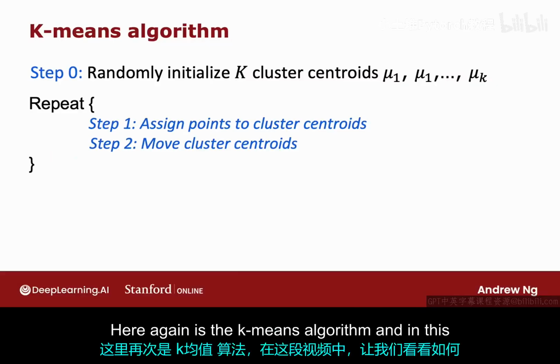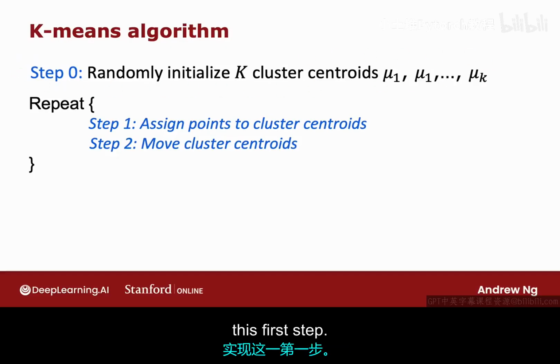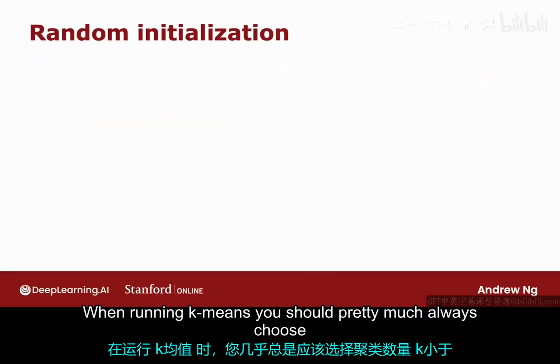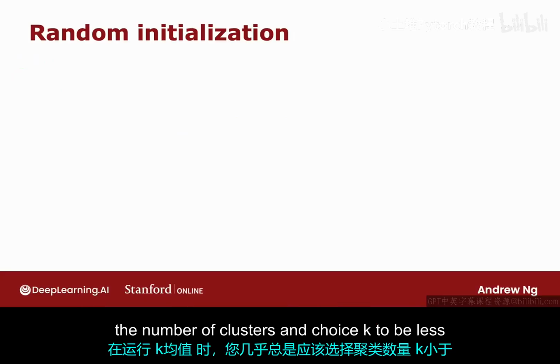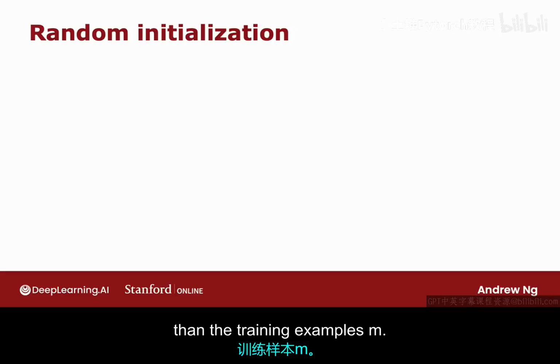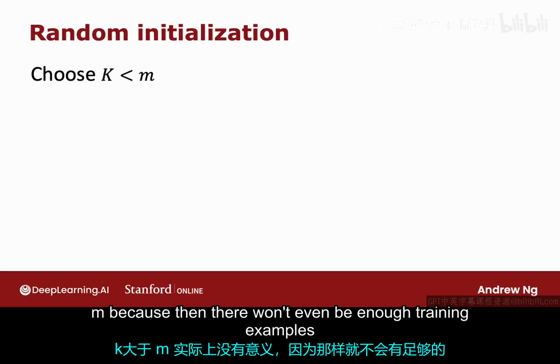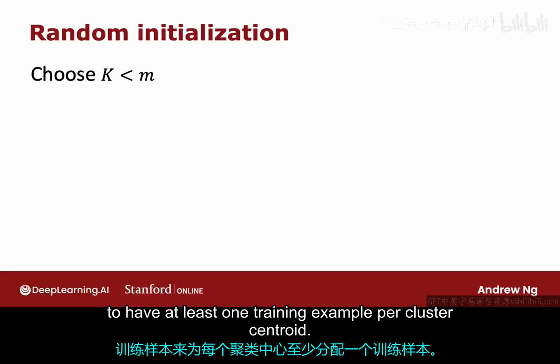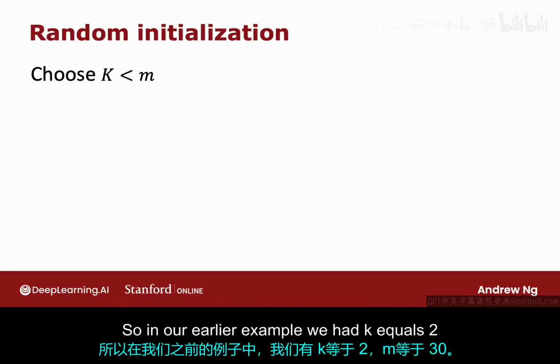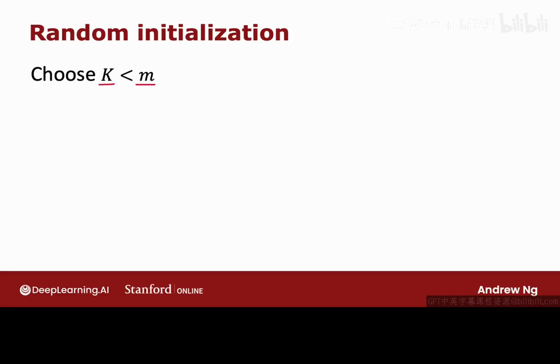Let's take a look. Here again is the k-means algorithm, and in this video, let's take a look at how you can implement this first step. When running k-means, you should pretty much always choose the number of cluster centroids k to be less than the training examples m. It doesn't really make sense to have k greater than m, because then there won't even be enough training examples to have at least one training example per cluster centroid. So in our earlier example, we had k equals 2 and m equals 30.